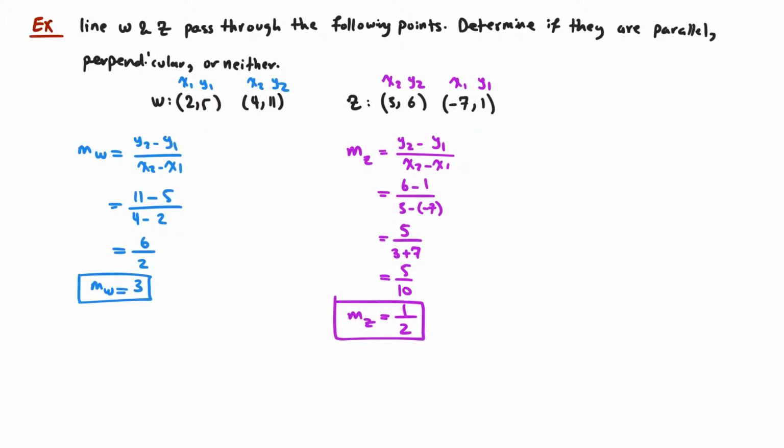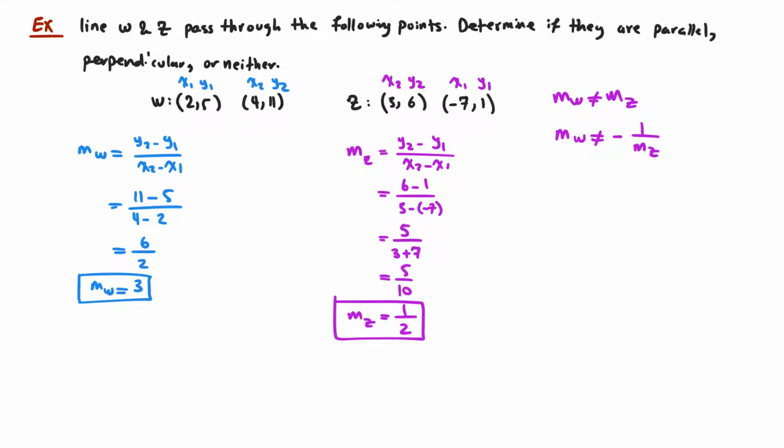So in this case, we can see that MW does not equal MZ. And we can also see that the slopes 3 and 1 over 2, first of all, are not negatives of each other, and they're also not reciprocals. So not only are they not negatives, they're also not reciprocals. So we also know that MW does not equal the negative reciprocal of MZ.